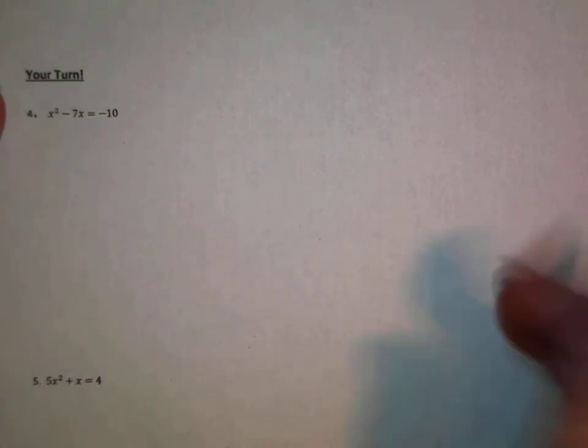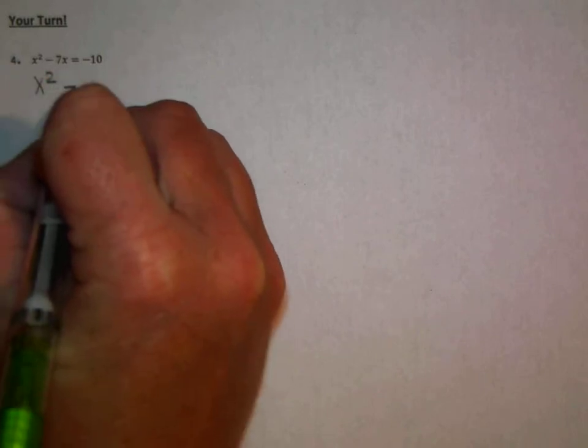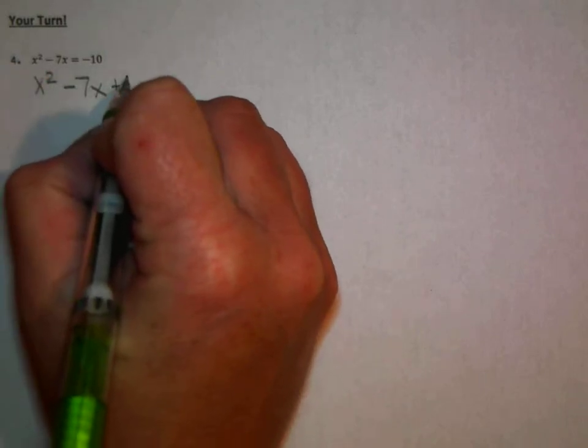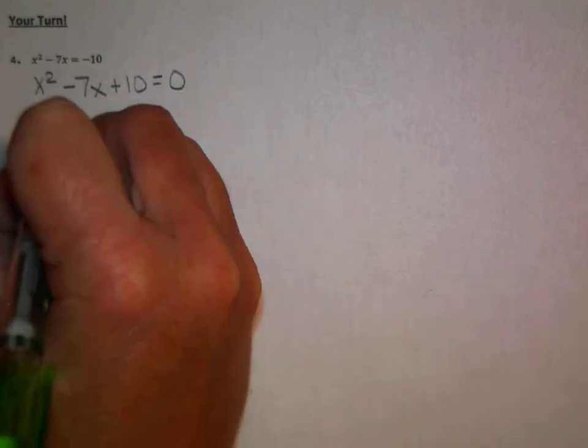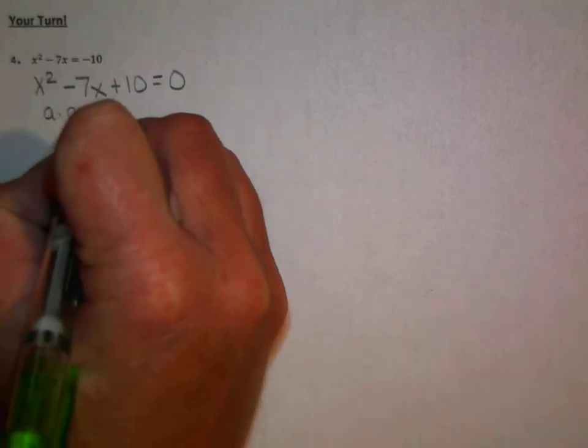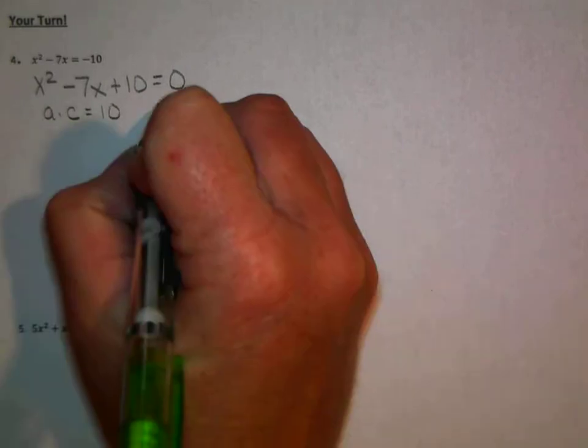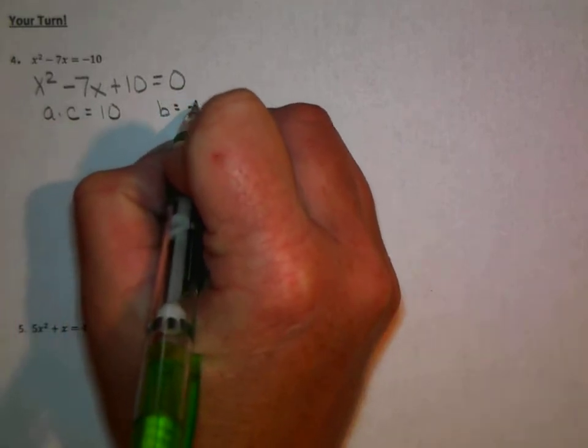All right, welcome back. Now, what we're going to do here is, notice I didn't put anything in there because at this point it's your turn. So set it equal to 0, so you're going to add 10. So you're going to get x squared minus 7x plus 10 equals 0. You're looking for a times c, so you're looking for two numbers that when you multiply them together, they're going to give you 10, but when you add them together, they give you negative 7.